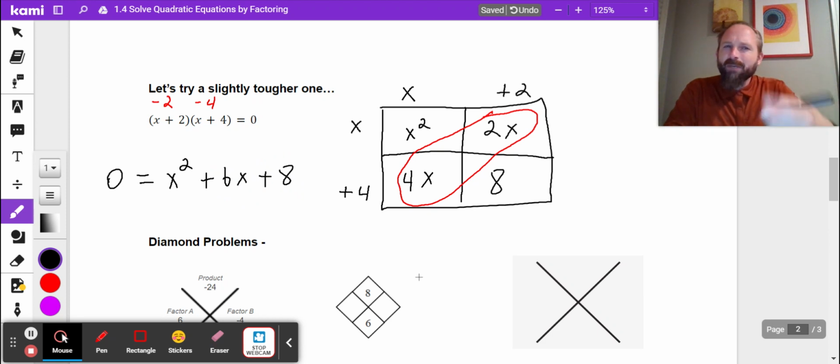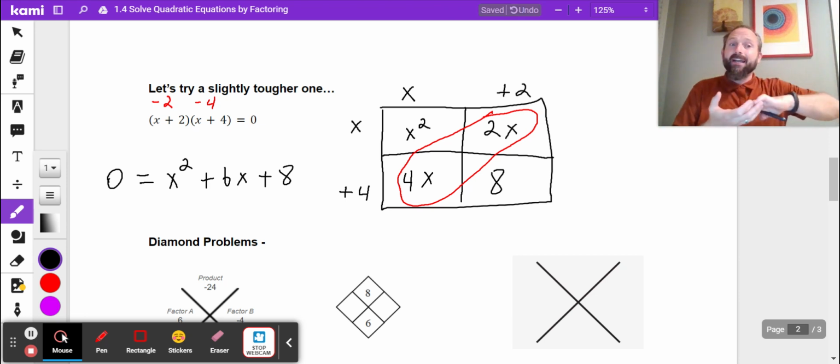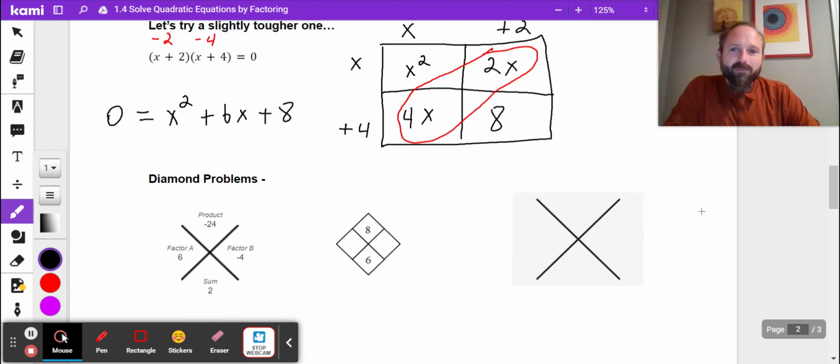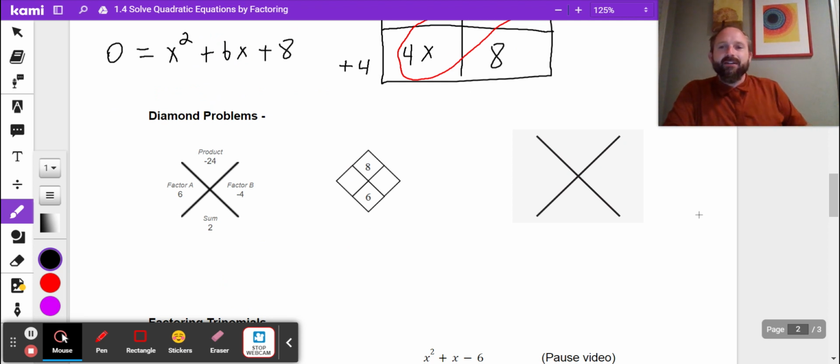Well, what am I trying to do right here? I want you to see that we can multiply these factors to get a trinomial right here. Try to figure out that, hey, we can also go the other way. So let's do that. So remember with your diamond problems, like if you see this right here, you have a 6 and -4. This is multiplication right here. This down here is addition. So 6 plus -4 is 2, and 6 times -4 is -24.